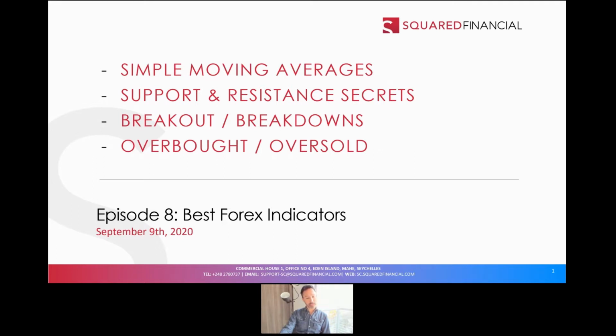Moving averages. Let's use the term moving averages because, as we all know, or if you have done your research or if you have traded before, we have simple moving averages and exponential moving averages. They are two different math formulas. I personally only use the simple moving averages.